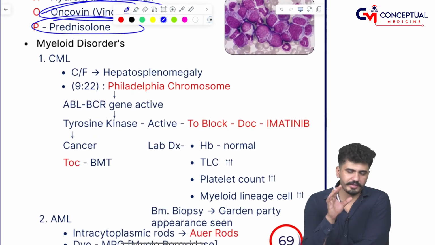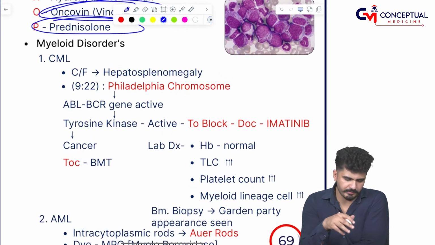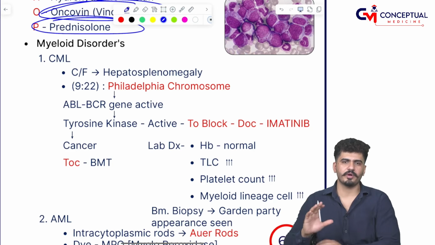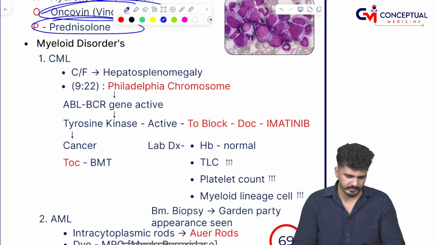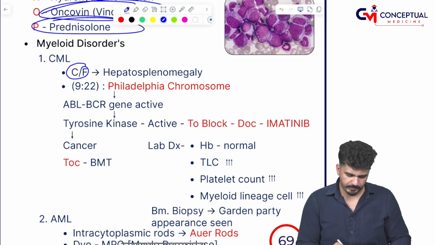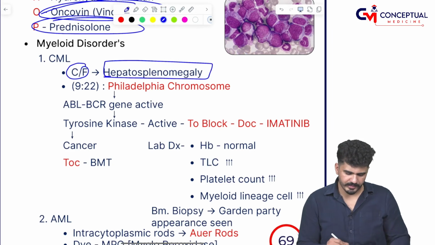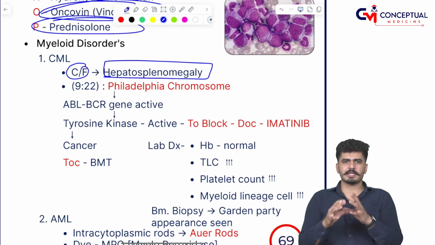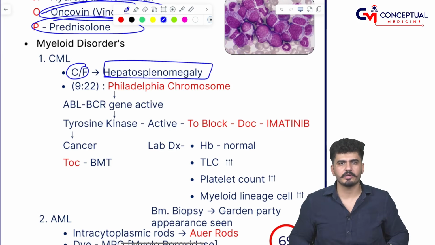Now coming to the myeloid disorders: CML, AML, ALL and CLL. What other things do you have to see right here in this? So if we talk about CML, the clinical feature is hepatosplenomegaly. There is a Philadelphia chromosome, where the balanced translocation t(9;22) is seen.